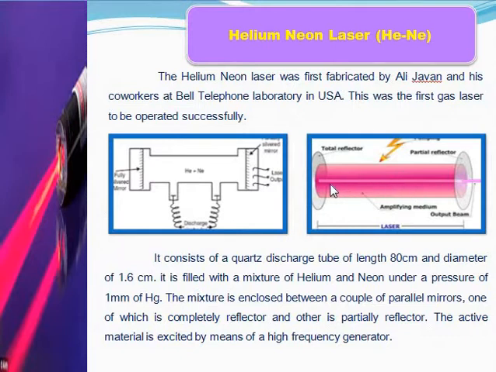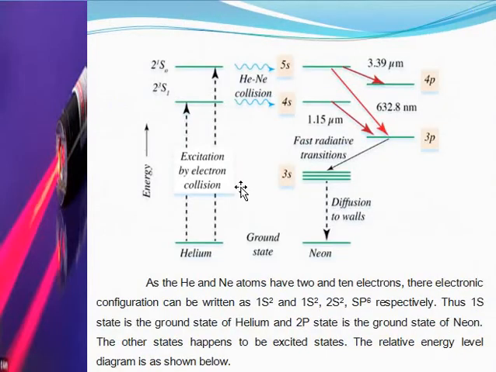So you can see the mixture is enclosed between a couple of parallel mirrors. Here is one mirror, here is another mirror, two parallel mirrors, in between which the mixture is enclosed. One of them is a complete reflector, and the other is a partial reflector. The active material, that is helium neon gas, is excited by means of a high frequency generator. Okay students, let us study the working of the helium neon laser.